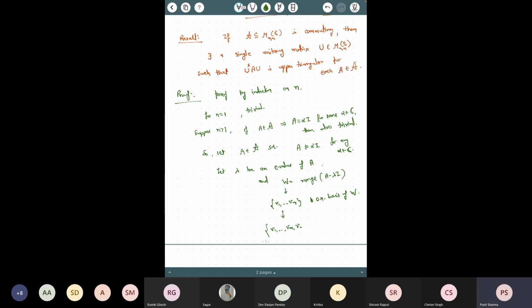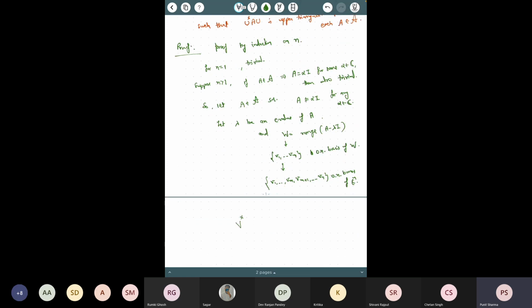Remember what we want. We want to construct a unitary matrix V that simultaneously upper triangularizes all the matrices in this family. That means for every B in this family, I want V star BV to be some upper triangular matrix. This is what I want, so I'm trying to construct this V. Now what I have so far is a set of orthonormal vectors.